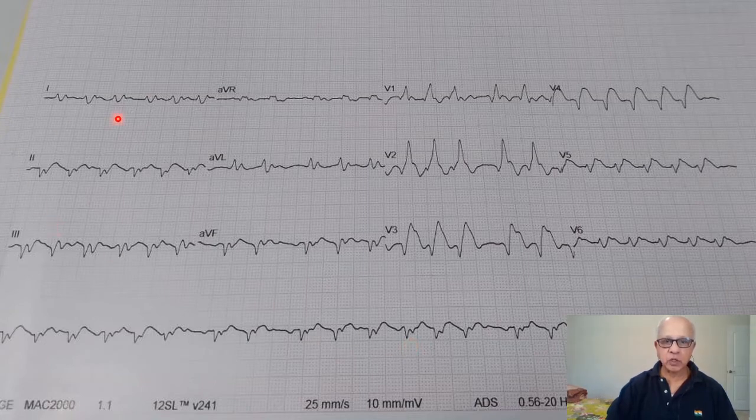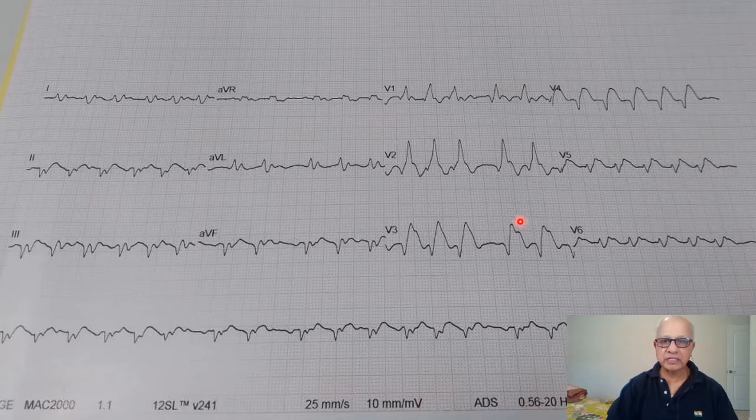Now the QRS also, if you look carefully, is widened and it is 4 millimeters in width, that is 160 milliseconds. Now lead 2, lead 3 and lead AVF show Q waves but without an ST elevation or a T abnormality. So this indicates an old inferior wall myocardial infarction. It is an old infarction, not a fresh infarction.